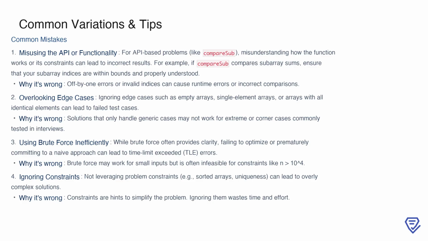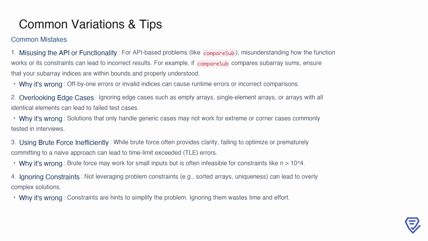It's crucial to understand how the function operates, including its constraints, and ensure that subarray indices are always valid and within bounds. Errors like off-by-one mistakes or invalid indices can result in runtime errors or incorrect comparisons. Another frequent pitfall is overlooking edge cases. Scenarios like empty arrays, single-element arrays, or arrays where all elements are identical often trip up solutions that are designed only for generic cases. These edge cases are critical to handle because interview test cases usually include them.